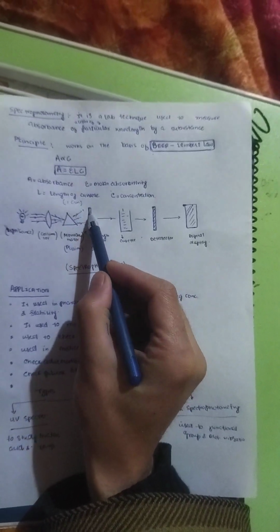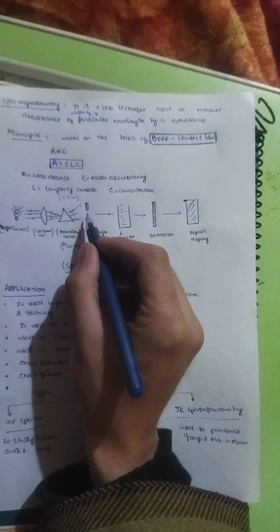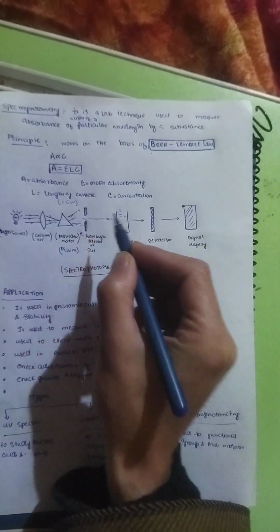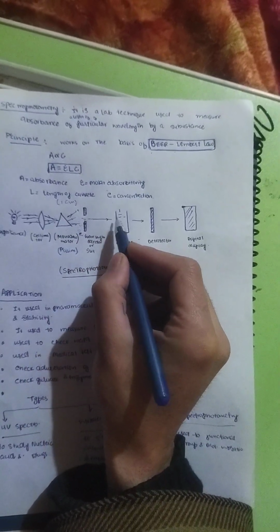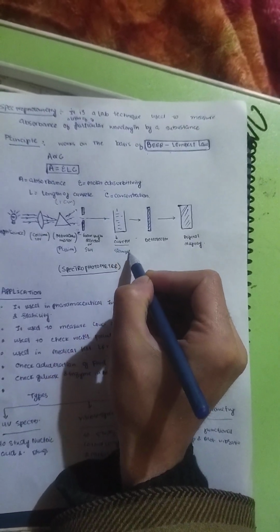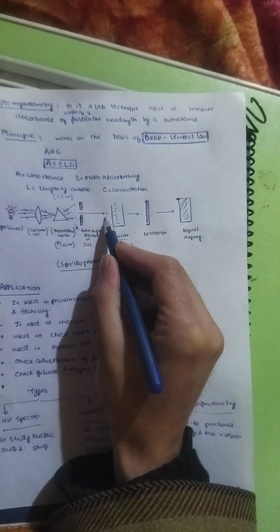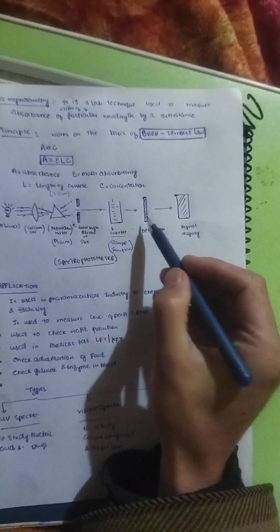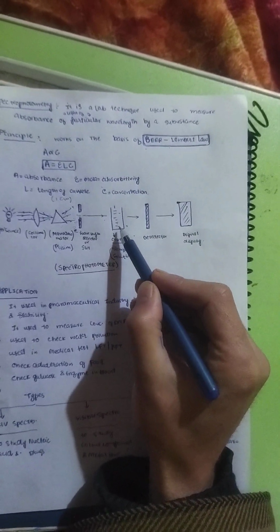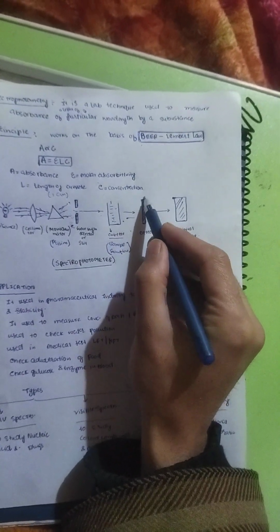After that, this light is passed through the slit or wavelength selector. The slit or wavelength selector selects a particular wavelength. Then this particular wavelength of light is allowed to pass through the cuvette containing the sample solution. Some light is absorbed by the sample solution, and some is transmitted. The light transmitted is detected on this detector.